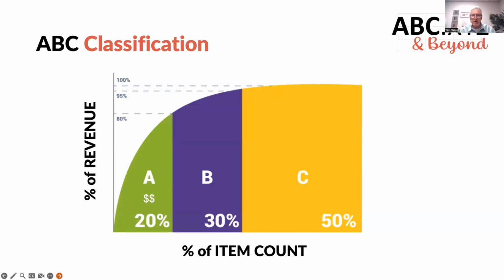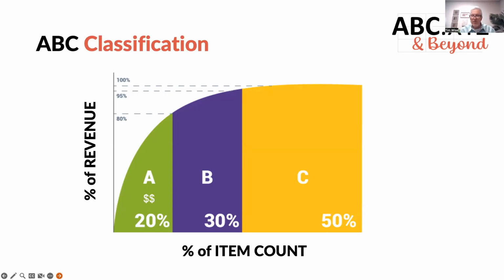either as a percentage of revenue, percent of the item count, pretty traditional split here, right? Where you're typically going to have a concentration of A items that maybe 15, 20% of your inventory, B items in that middle category.